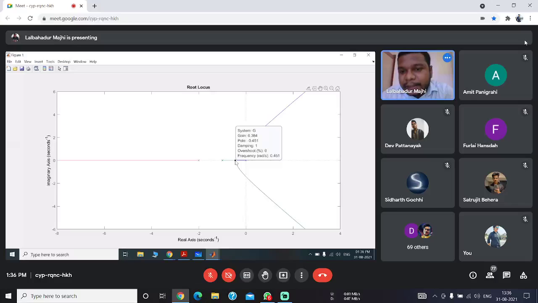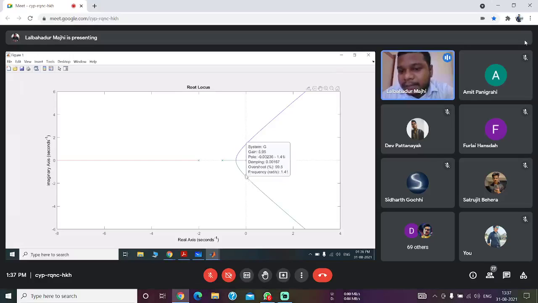Similarly, this is our breakaway point, because the breakaway point will be in between two poles. So now this will move in this direction. You can see the gain is now increasing and also the pole location. So we can see at this j omega axis, the value of gain k is around 6. Okay, so let's say it is 6.